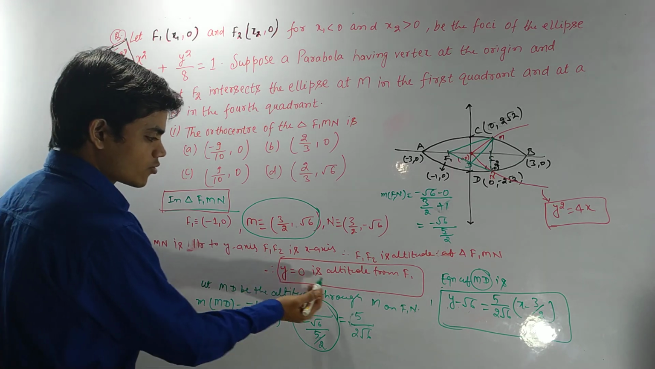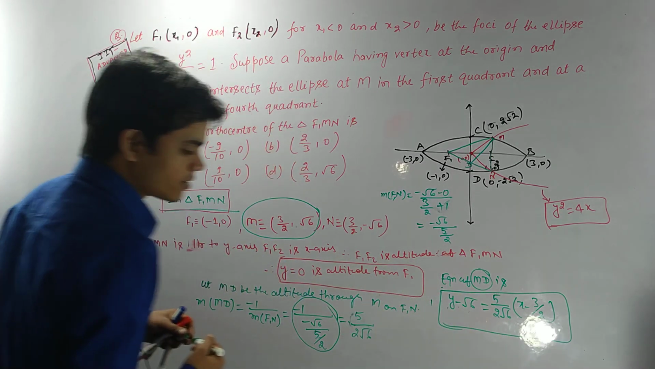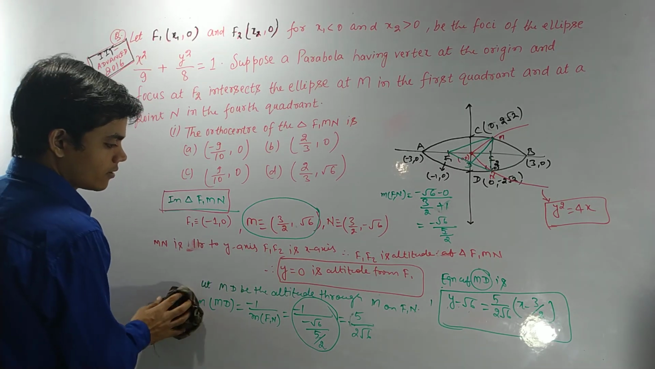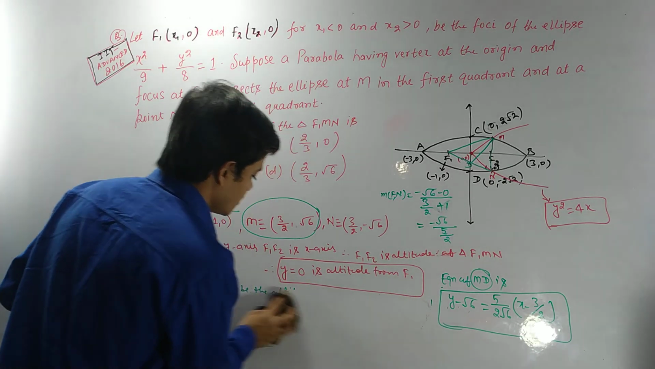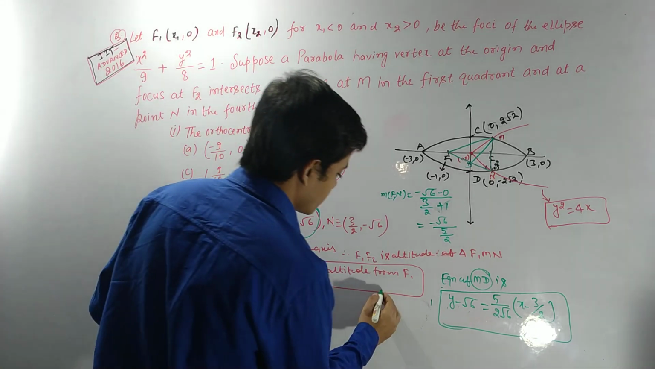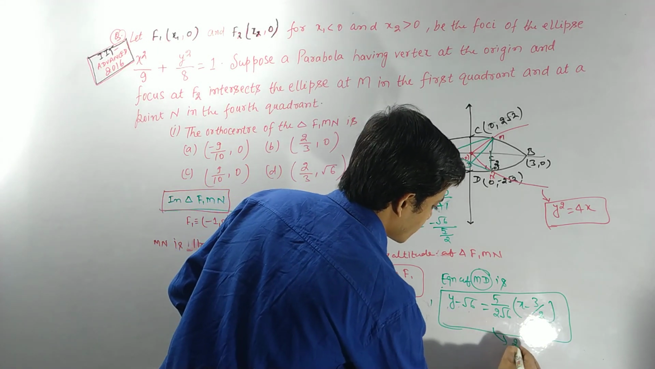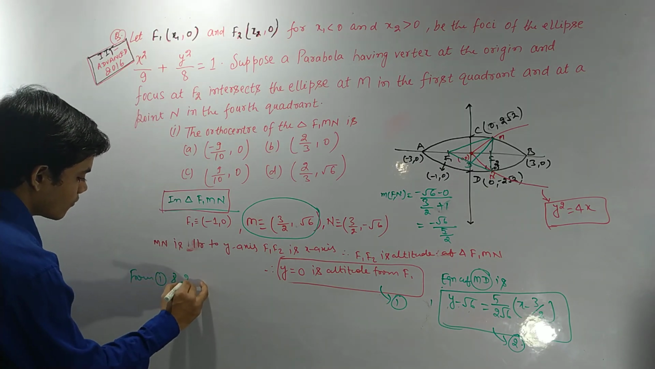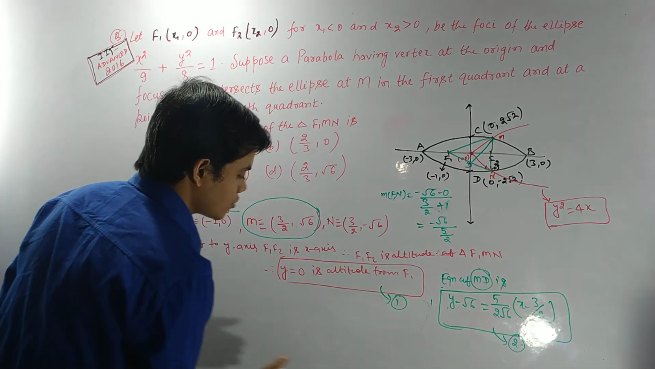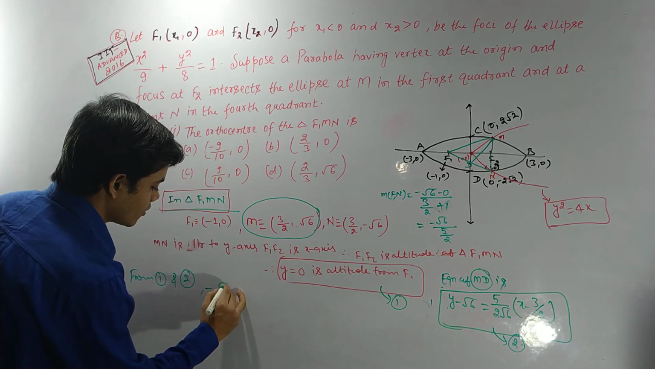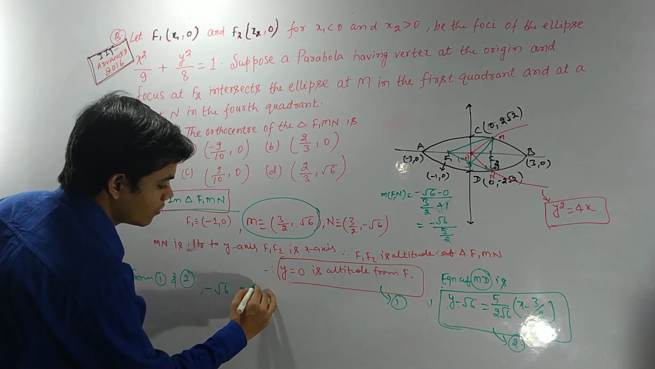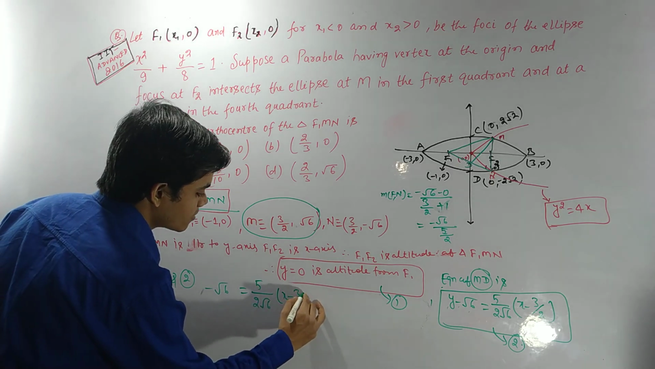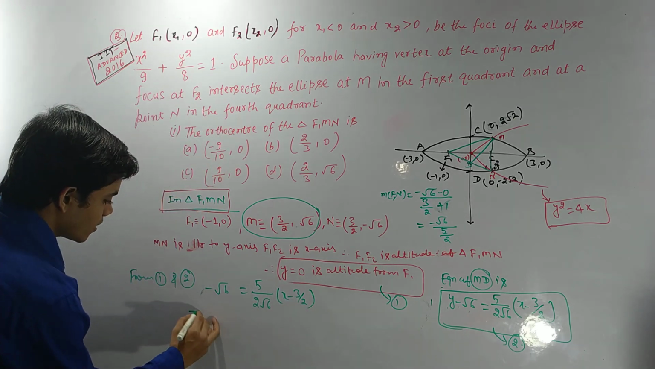So one altitude is y equals 0, another altitude is this. So we will put y equals 0 here. Call it equation number 1 and equation number 2. So from 1 and 2, put y equals 0 in this equation. We will get minus root 6 is equal to 5 upon 2 root 6 into x minus 3 by 2. So this will give you what?